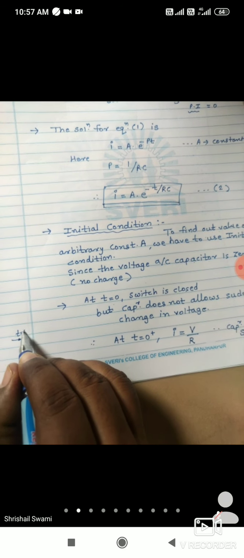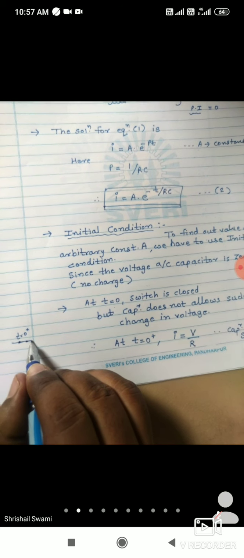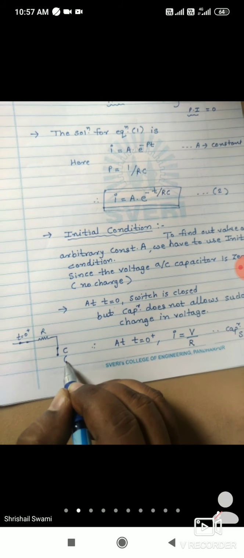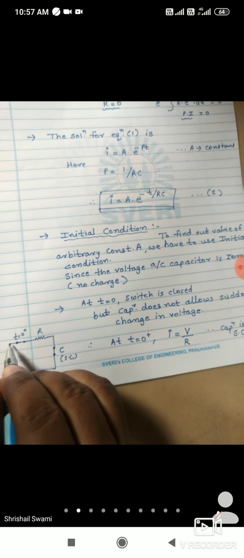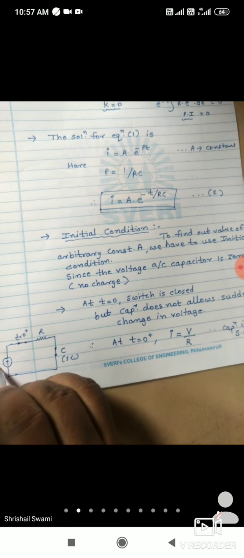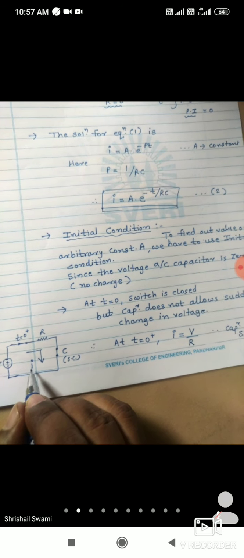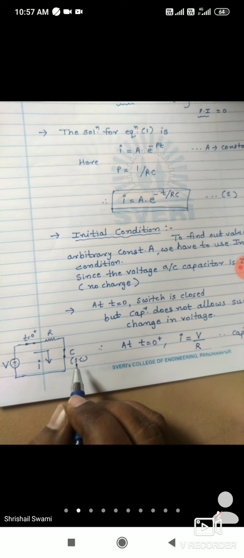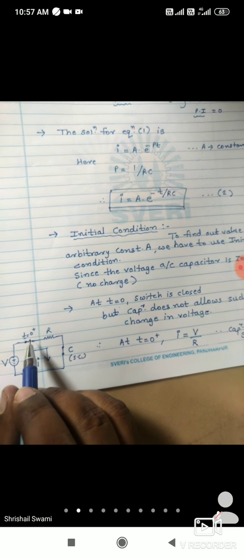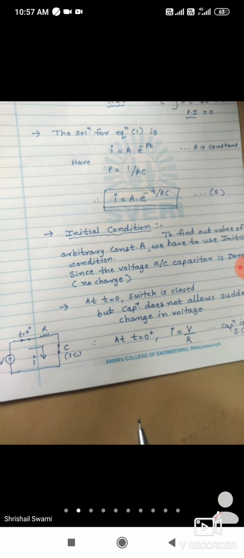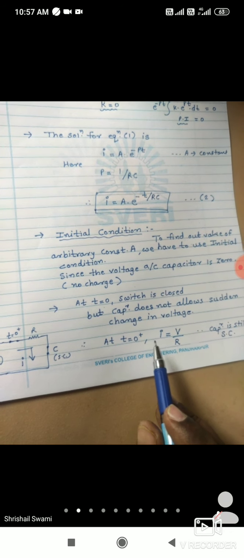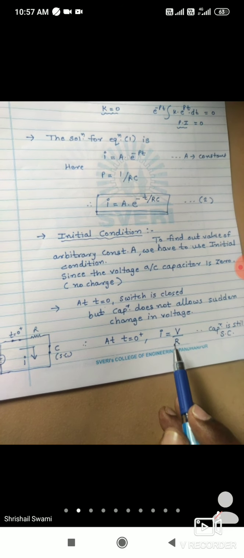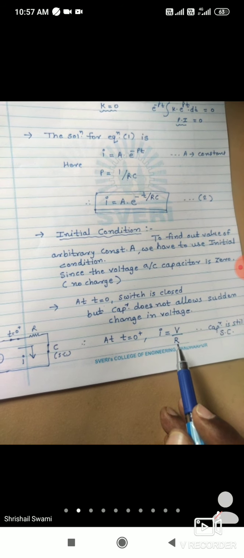At t is equal to 0 plus, the switch is connected, the resistor R is there, and capacitor C is short circuited, and voltage is connected, that is the V. So what will be the current value I? I is equal to total voltage V divided by total resistance R, because capacitor still is in condition of short circuit for some time, that is for 0 plus. Okay, so at t is equal to 0 plus, the current in the circuit will never change, that remains same as previous. So previous was V by R. Okay, so I is equal to V by R.